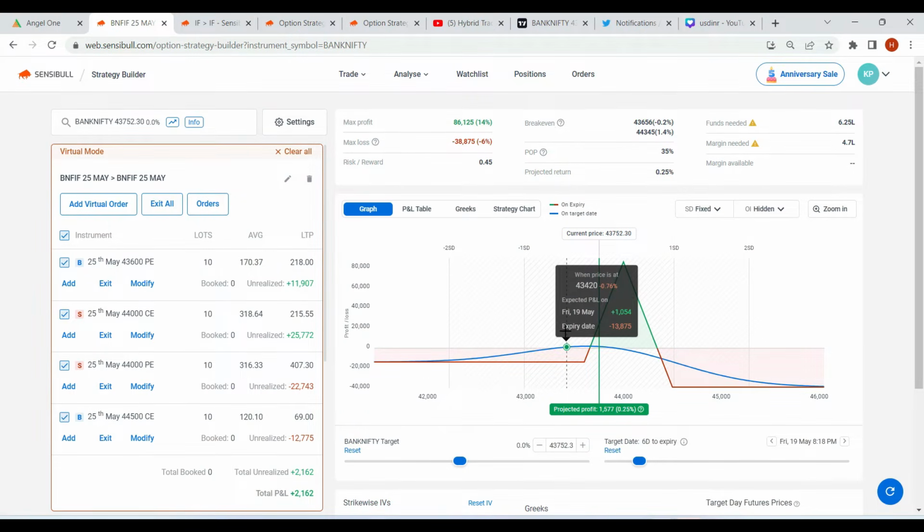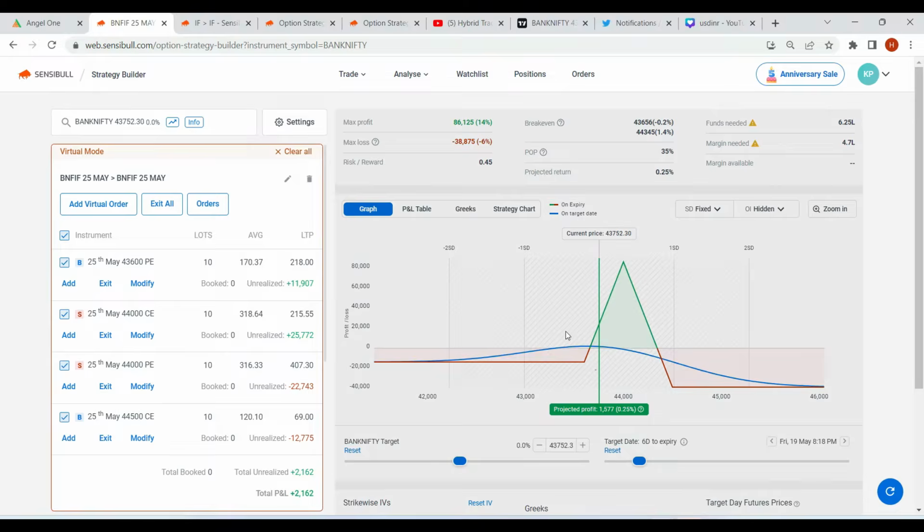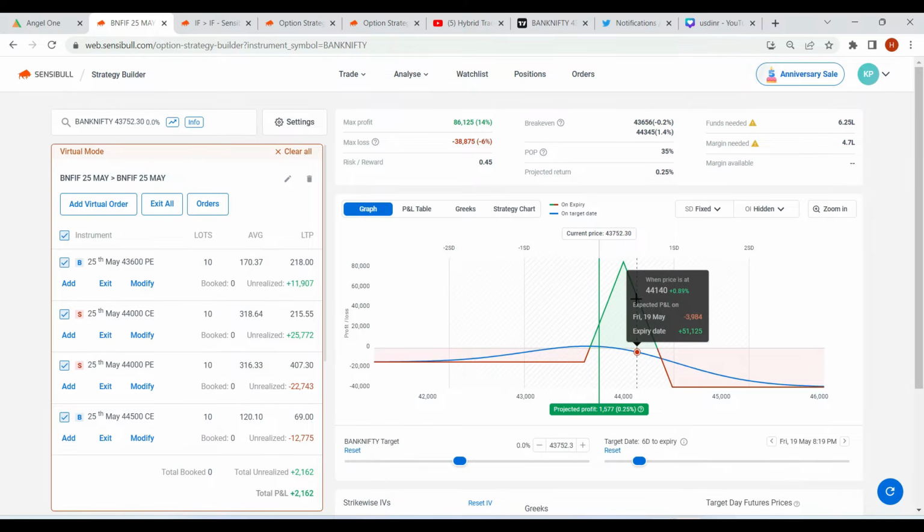If someone asks me, if your view is sideways to bearish, why didn't you deploy the put debit spread? Yes, I could have deployed the put debit spread also, but somehow I wanted to deploy this because I have other contra trades in the form of spreads. So this is as a contra.